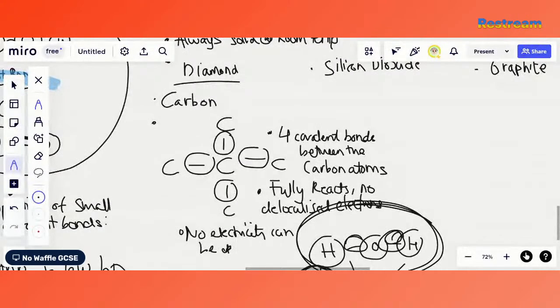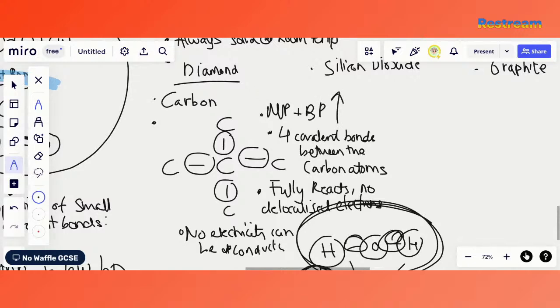Diamond is the strongest structure on Earth because there are 4 covalent bonds and there are 4 extra electrons. So everything is reacted perfectly, so perfectly that it doesn't want to separate. So that's why carbon is so perfectly reacted. No electricity can be conducted, and the melting and boiling point is super, super high.